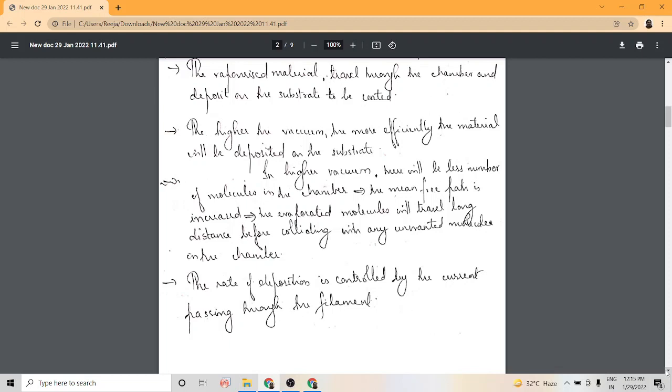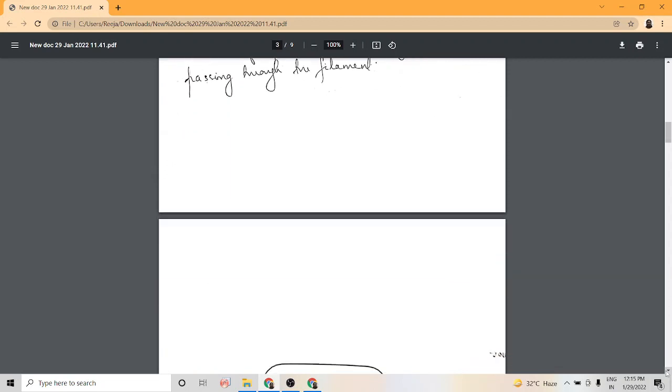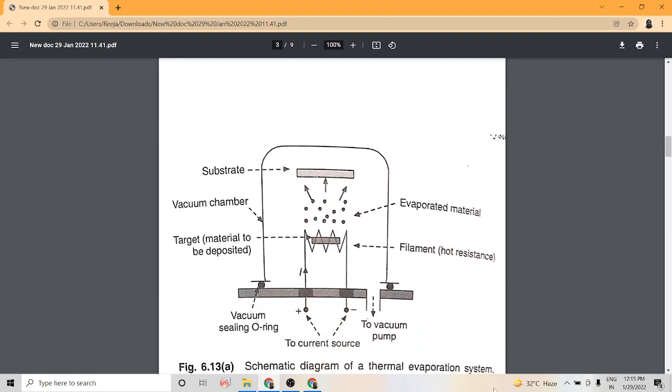Now, the rate of deposition is controlled by the current passing through the filament. Now, here I have given the figure of a thermal evaporation system. All the diagrams or figures that I've used in this video session have been scanned from the textbook Introduction to Nanoscience and Nanotechnology by K.K. Chattopadhyay and A.N. Banerjee, which is your book of study.